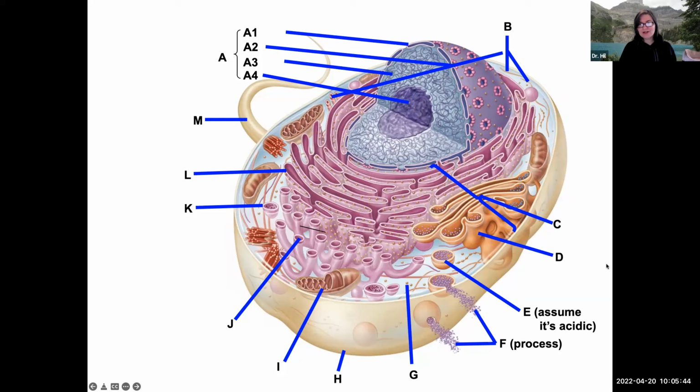Next, we're going to ask Sarah for A4. What do you think A4 is? The nucleolus. Yes, indeed, that's right.